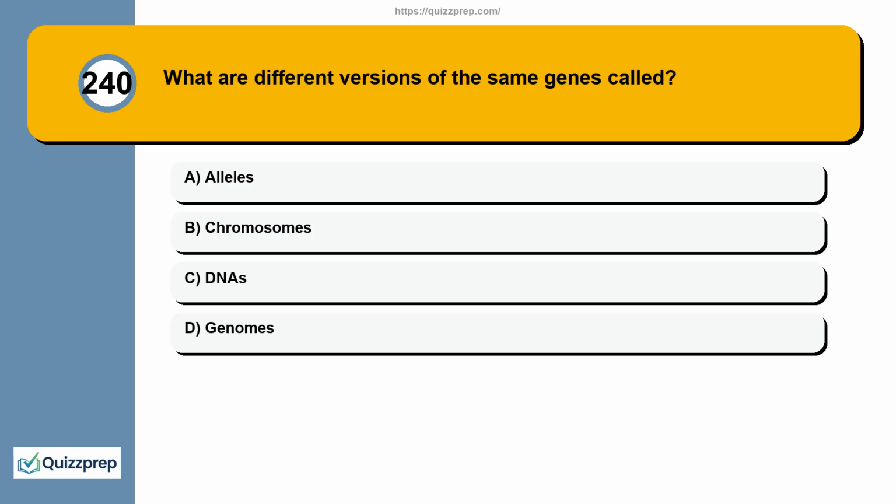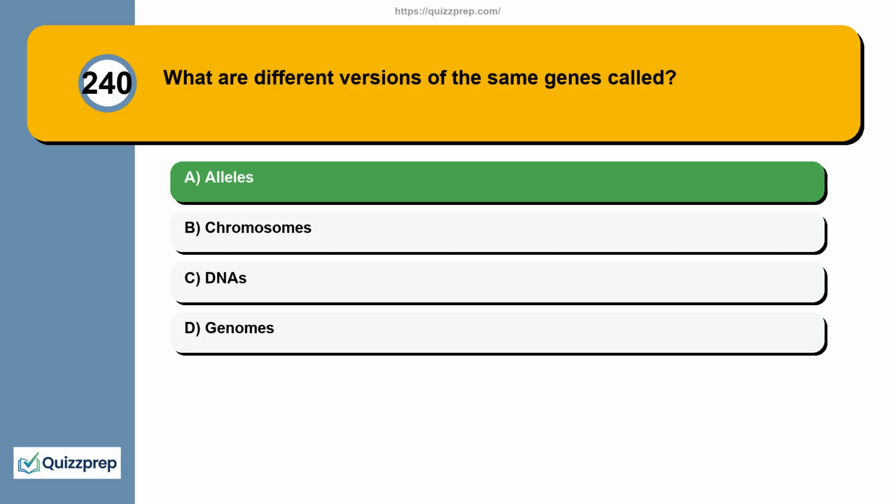Question 240. What are different versions of the same genes called? Option A, alleles. Option B, chromosomes. Option C, DNAs. Option D, genomes. The correct answer is option A, alleles.